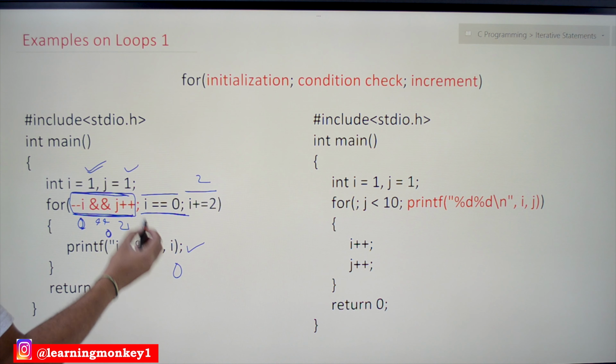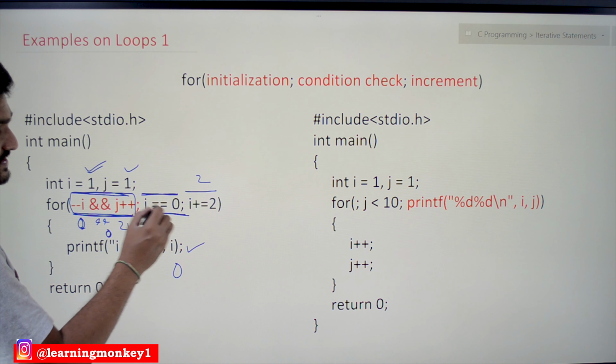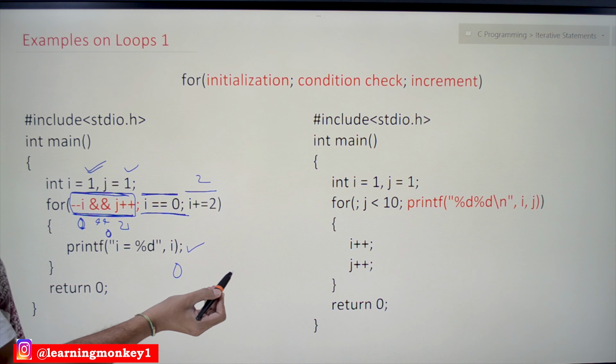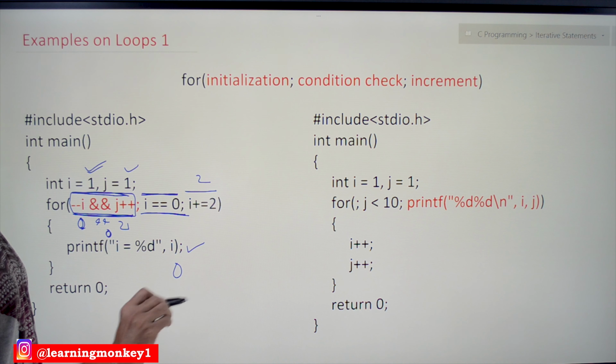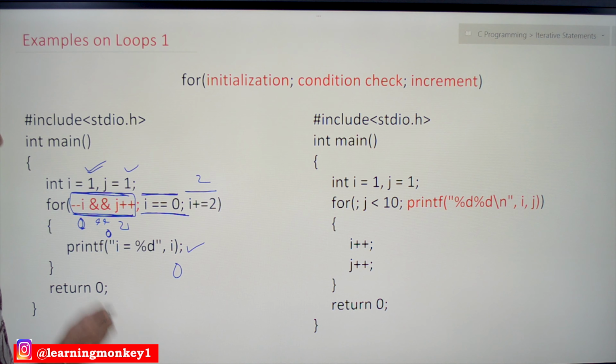So again the condition will be checked, i is equal to 0. Is the value of i equal to 0? No, it is not equal to 0. So we are going to come out of this loop.